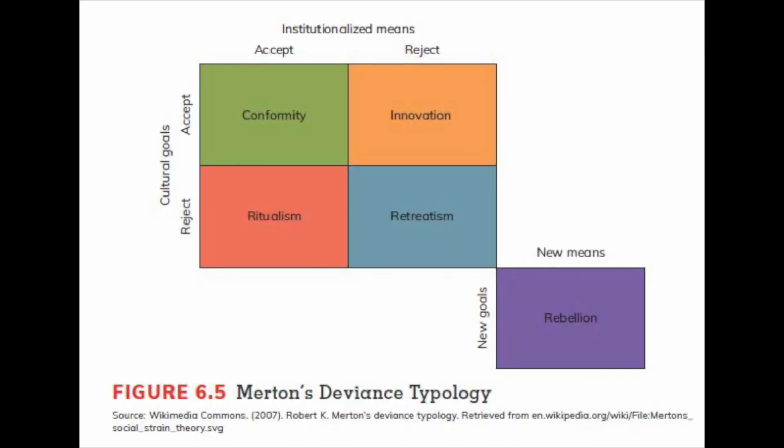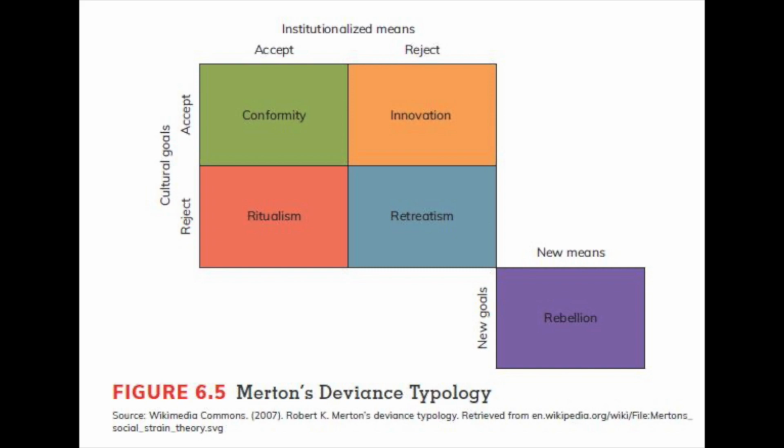Perhaps the most famous strain theory is Robert Merton's deviance typology. In it, Merton holds that crime is the result of people being socialized into different variations of expecting success but not achieving it. These deviance types are conformity, or when folks accept both the institutional means, such as getting a job and working for money, and the cultural goals, like the house and the car, and thereby conform to rules.